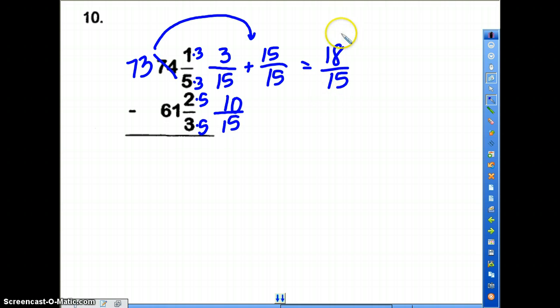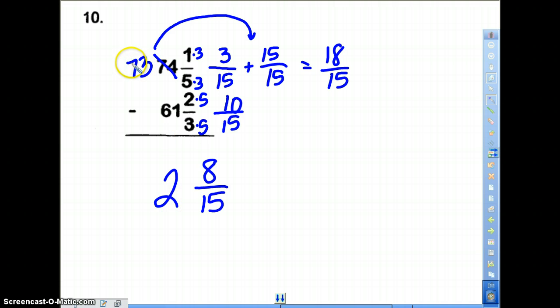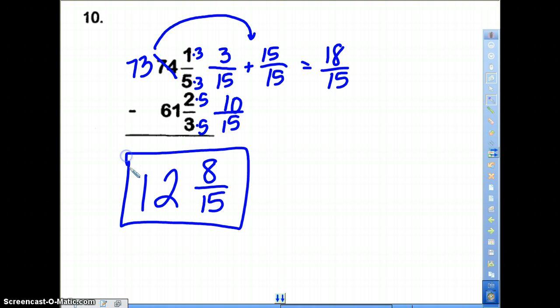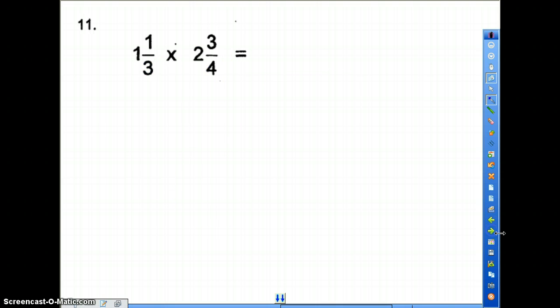Okay, so 3/15 plus that whole that I busted up gives me 18/15. Now subtract 10/15. I get 8/15. I got to take the 73 and subtract the 61. So 3 subtract 1 is 2, and the 7 subtract the 6 is 1, and there's our final answer. Okay, that one looks scary, but that's not that hard, is it? If it is, I promise we'll practice it some more. All right, moving on.